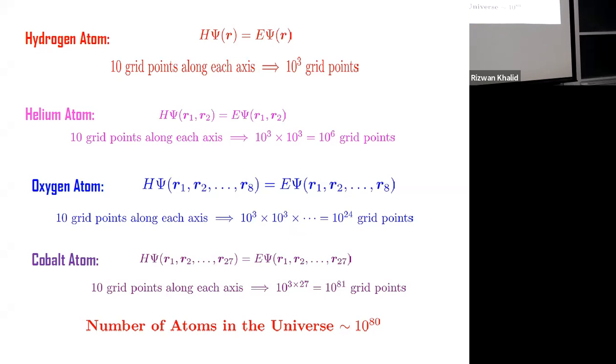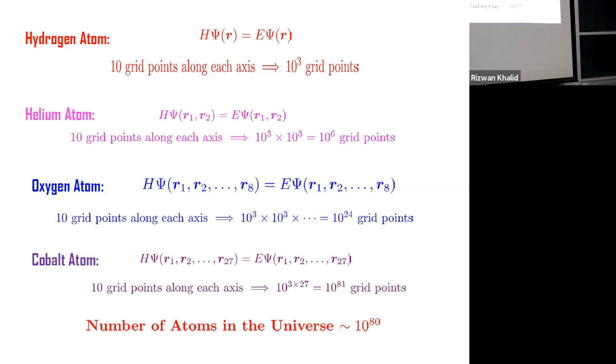If you go to the cobalt atom and you do again the same thing, you will need the wave function on 10 to the power 81 grid points. And how big is this number? Compare it to the total number of atoms in the universe. It is 10 times the total number of atoms in the universe. And remember, I have neglected the spin degrees of freedom here.